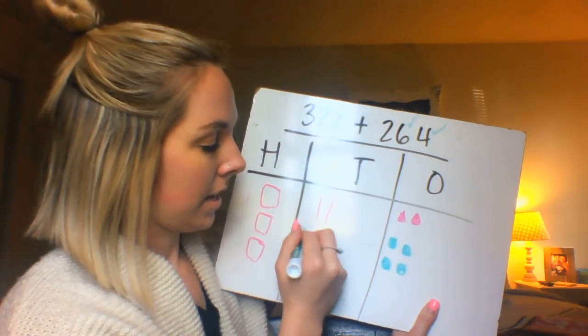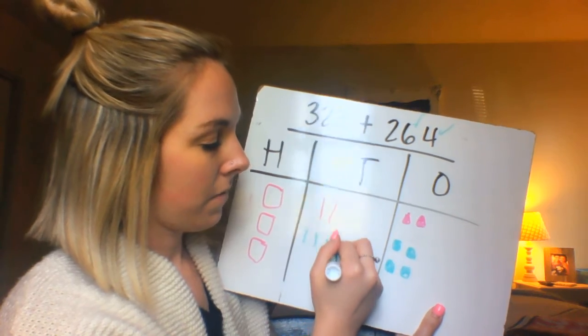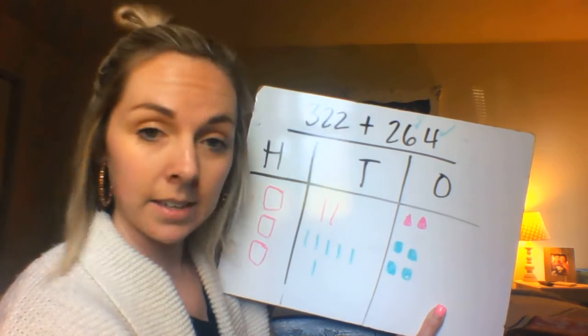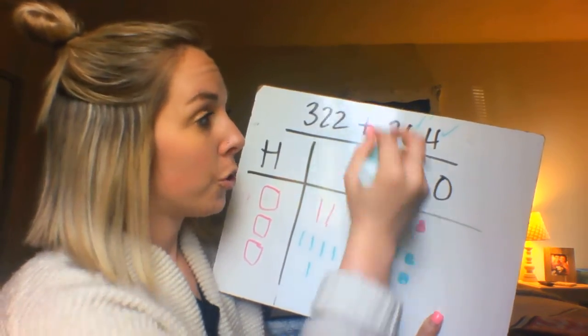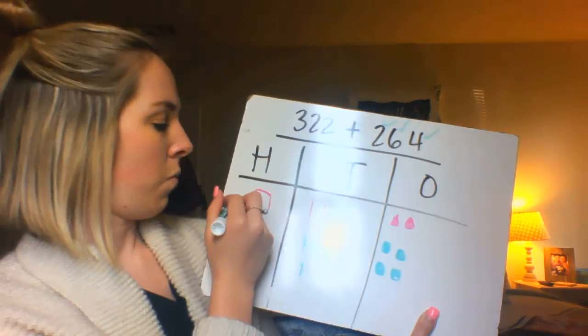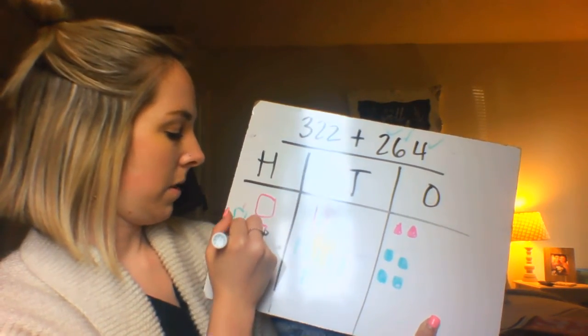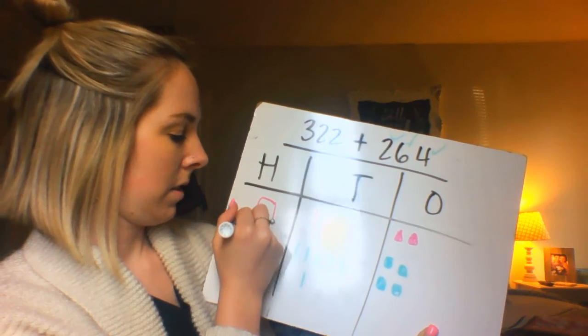6 10s: 10, 20, 30, 40, 50, 60. Check. And then 2 100s. 100. Oh my goodness, 200. I need to practice my shapes.